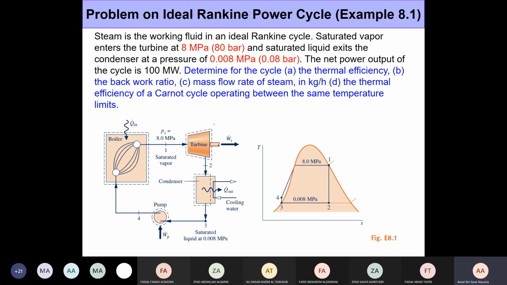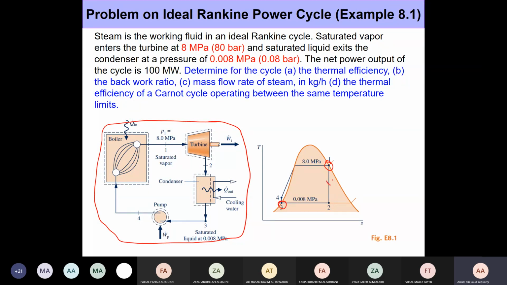We are looking at an ideal Rankine cycle consisting of these four components. We have been provided information about the state at the entrance to the turbine, state 1. The pressure is given, and it's mentioned that it's saturated vapor. In the same way, information about state 3 is given. And it's an ideal Rankine cycle.